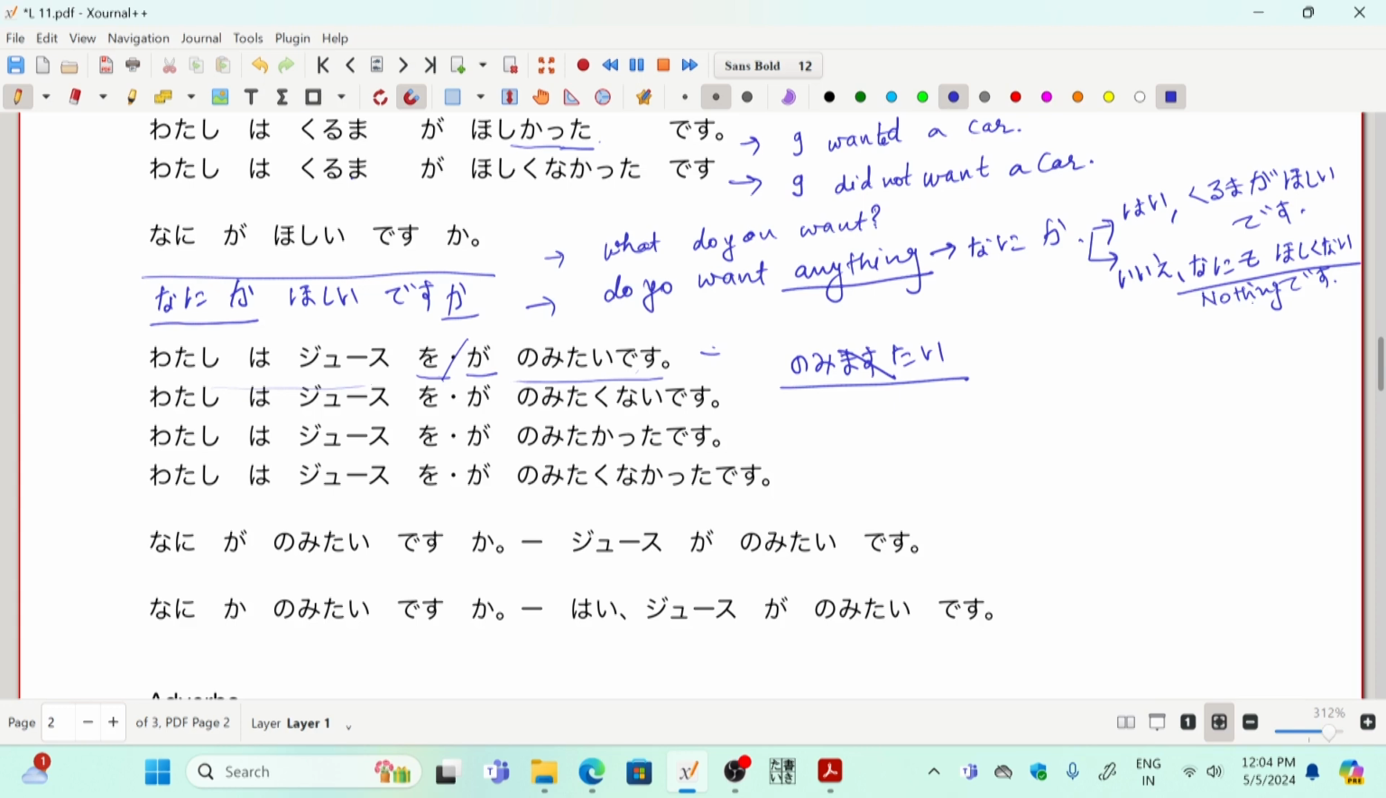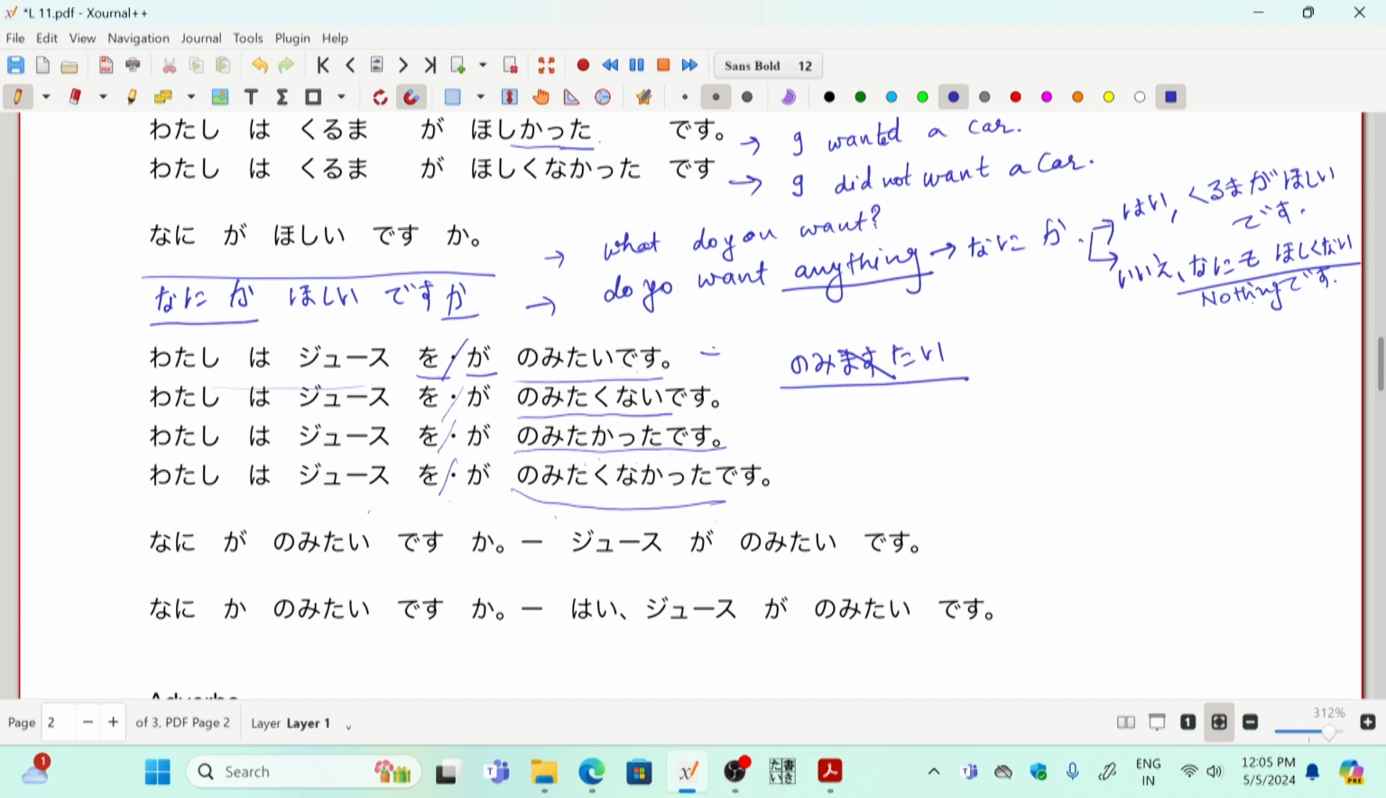Negative of nomitai will be nomitakunai desu. Nomitai desu. Nomitakunai desu. I don't want to drink. Then next will be nomitakatta desu. So cut i and add katta. Nomitakatta desu. I wanted to drink juice. Past form is nomitakatta desu. Next is past negative. Nomitakunakatta desu. Watashi wa juice o or ga nomitakunakatta desu. I didn't want to drink juice.